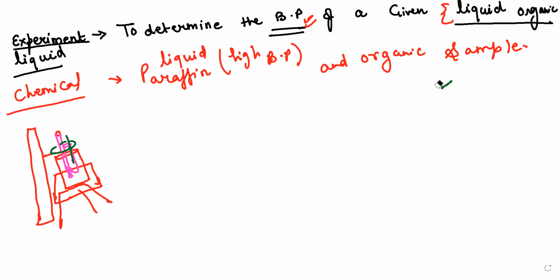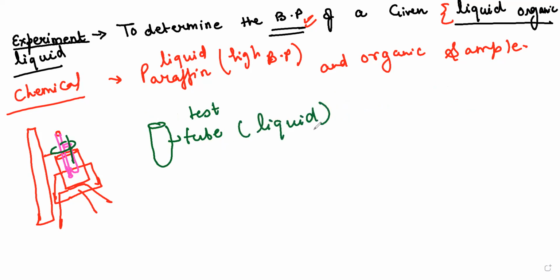Now we're using this test tube. Why we are using the test tube here is because in this test tube we have placed our liquid organic compound. You can use toluene, you can use any other, because I'm just writing organic compound since it can be any one of them.